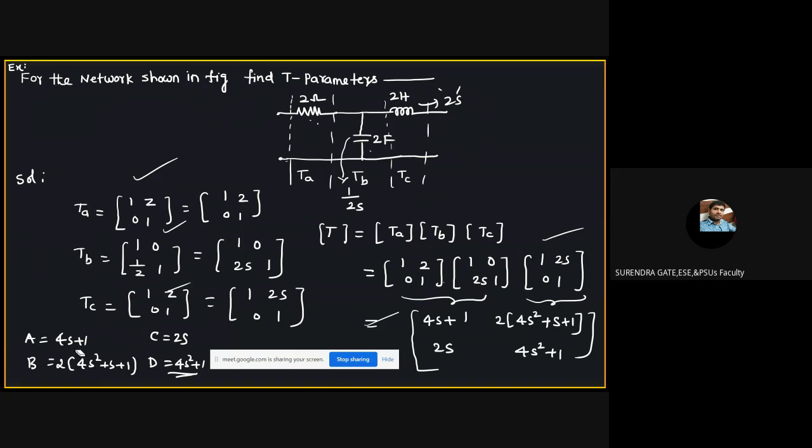See, for example, this is a GATE question. Here I am giving, let's try this one. If Zn equals 1, 2, 3, 4 ohms, the total Z parameters of the network is dash.